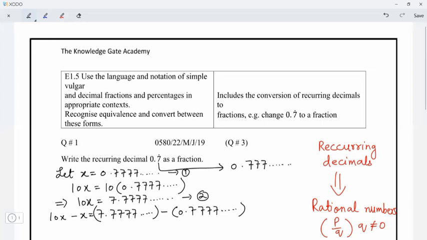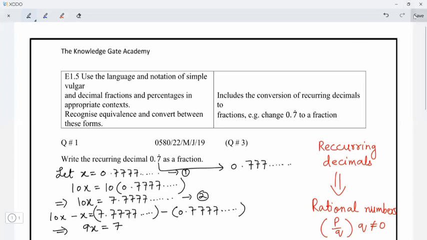So 10x minus x gives you 9x equals 7.777 minus 0.7777. After the decimal point, all the digits are 7 in both terms, and there are 4 digits, after which it repeats itself. So there will be 0 after the decimal point. Before the decimal point, we subtract 7 minus 0, which is just 7. So we are getting an answer without any decimal point here.